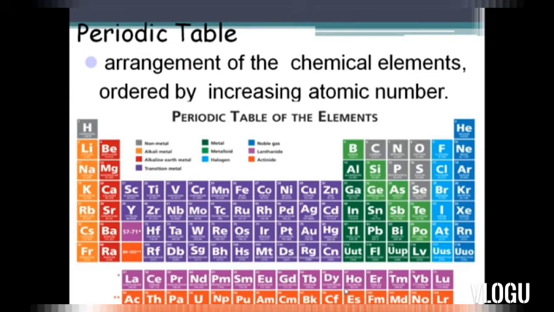What is a periodic table? Periodic table is the arrangement of the chemical elements ordered by increasing atomic number. So kung mapapansin po natin dito, meron po tayong iba't ibang kulay na nagbibigay ng distinction sa bawat elements. Kung titignan natin, meron ditong kulay gray. These are non-metals. We have orange alkaline metal.